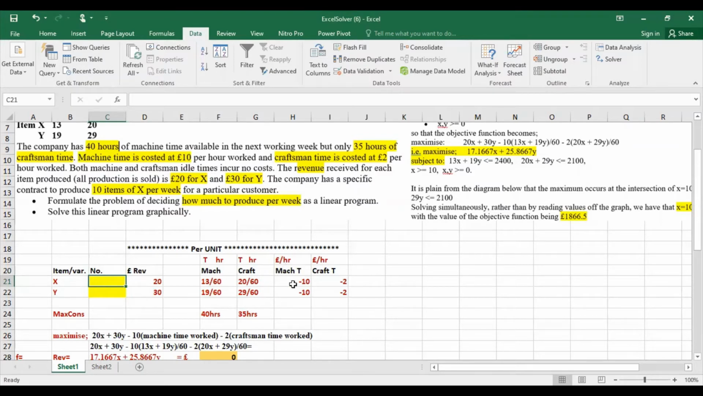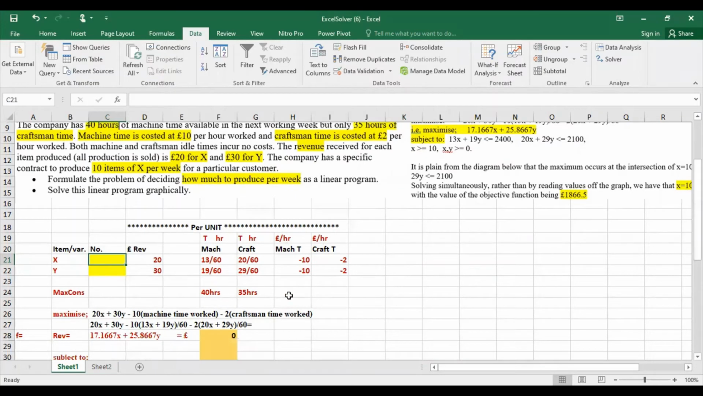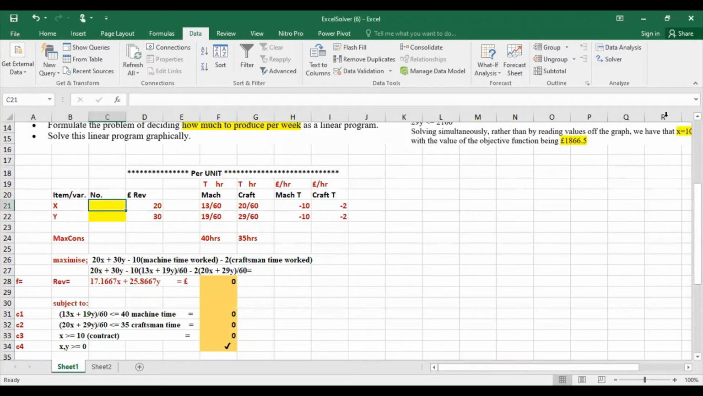Then the pound per hour will be minus 10. You already know that machine time is costed at 10 pounds and craftsman time at 2 pounds. In both X and Y it is the same: minus 10, minus 10, minus 2, minus 2. And the maximum constraints are 40 hours and 35 hours. So I will apply the objective function which I have already explained earlier. I have made this revenue equation here, and then I have to put in the revenue equation. How?